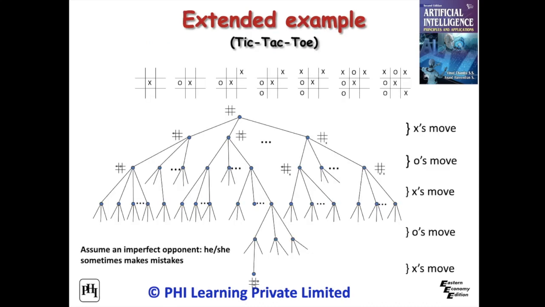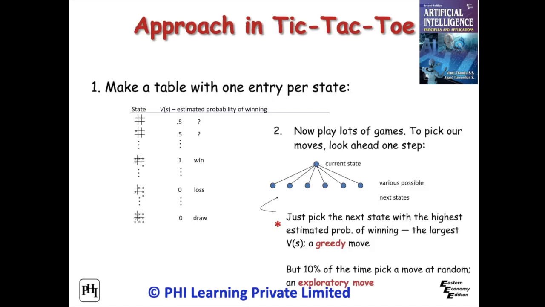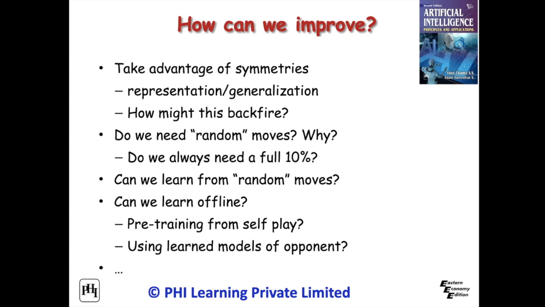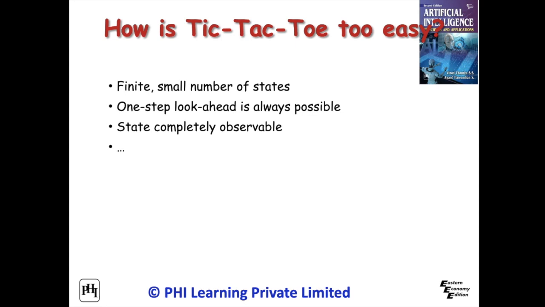An example, tic-tac-toe can be extended by the reinforcement learning approach as given in figure. In the first step, make a table with one entry per state. Rules for tic-tac-toe is given here. Opponents and others move is given here. We improve the process. There are many methods. Finite, small number of states, one step look ahead is always possible, state completely observable, etc.